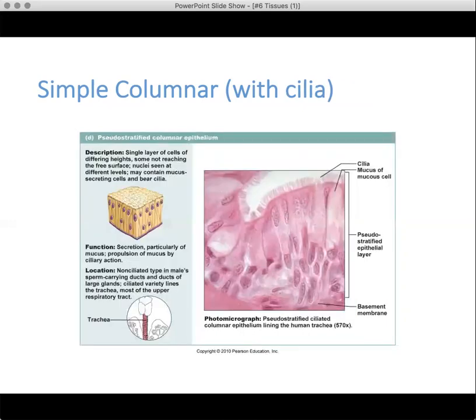You can also have simple columnar epithelial tissue that has cilia. Cilia are teeny tiny hairs that are found, again, on the apical surface of these cells. And the cilia can move. And often you'll find this type of tissue in the respiratory tract, where you have little hairs that can trap any dust or debris that you may inhale by accident.